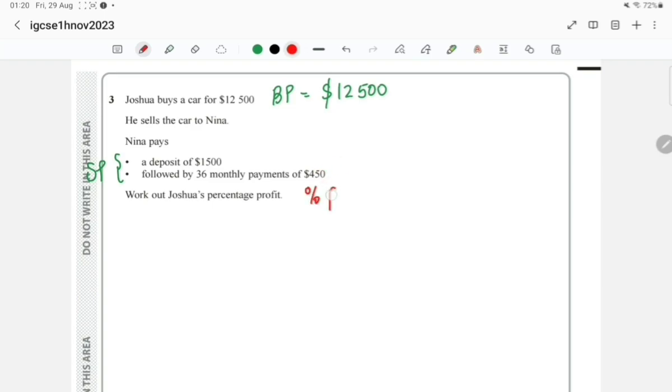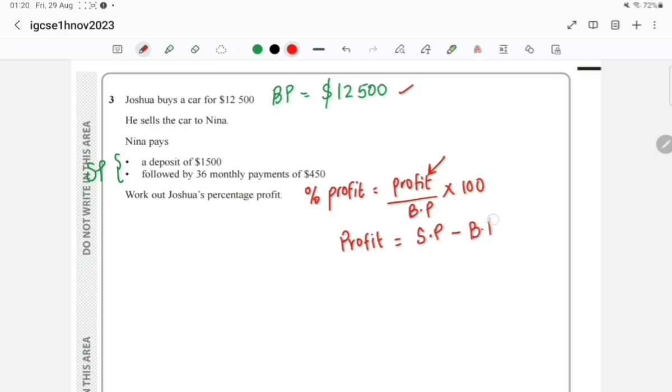The formula for percentage profit is profit divided by the buying price, multiplied by 100, right? To find the percentage profit, I need the profit, because I already have the buying price, which is 12,500. I find profit by taking the selling price minus the buying price. I need to look for the selling price, so let's work out the selling price of that car.